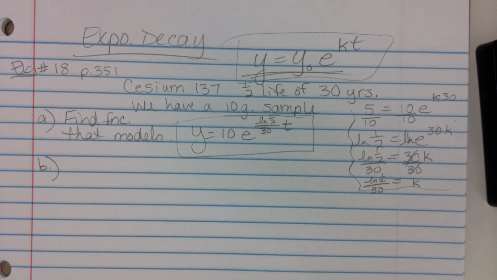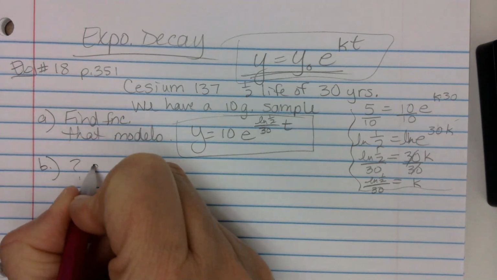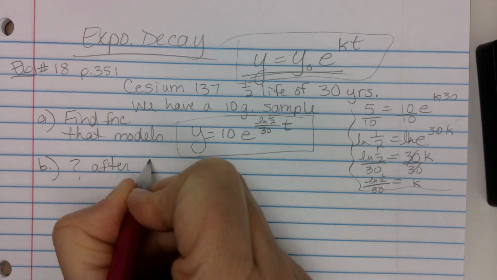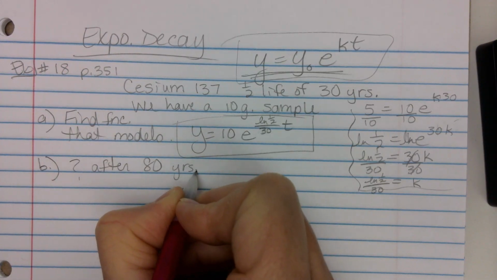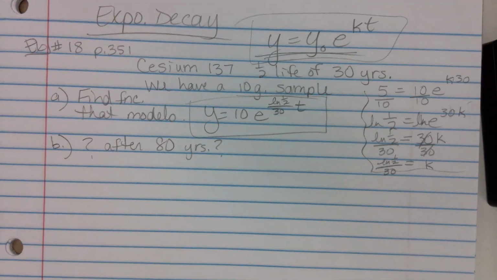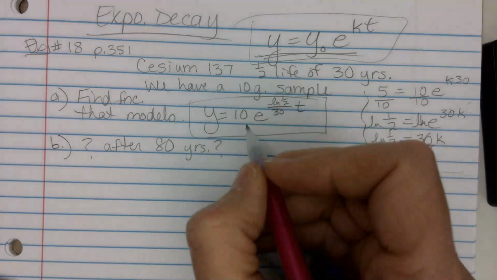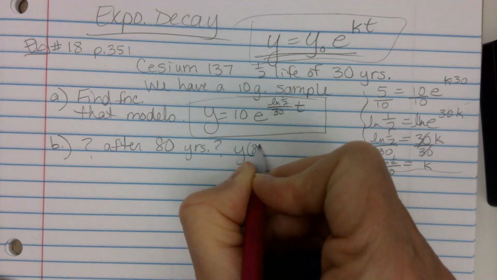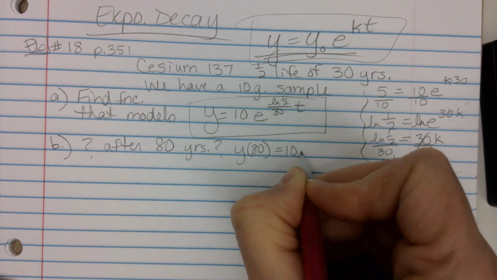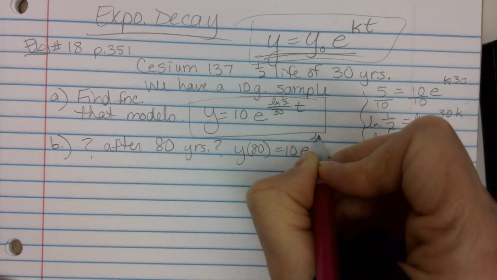Part B says how much is left after, it's actually part C, but after 80 years. How much is left after 80 years? What are we doing there? You plug in 80 for T. Plain old plug and chug, right? 80 for the T, right? Everybody plug and chug.